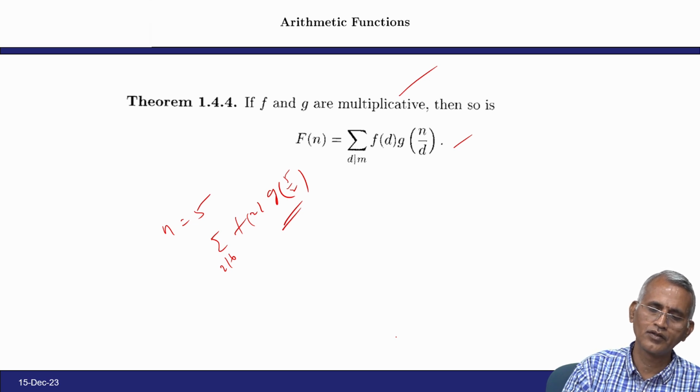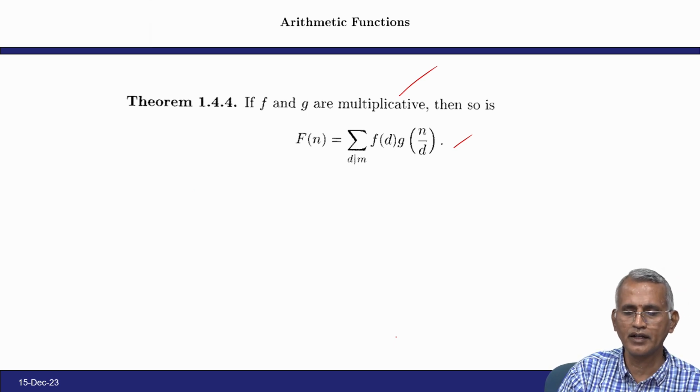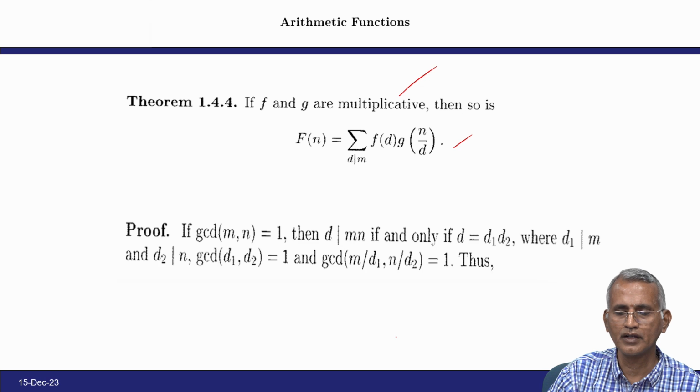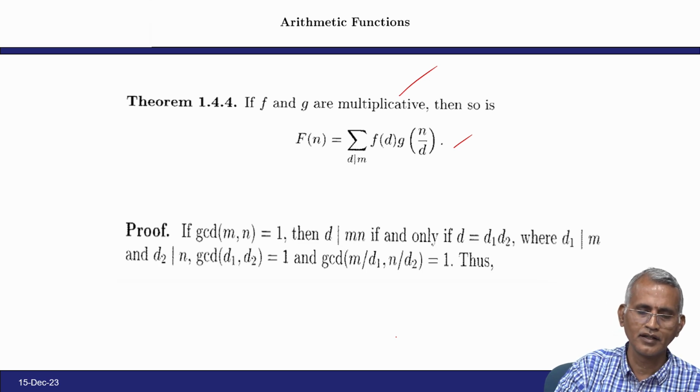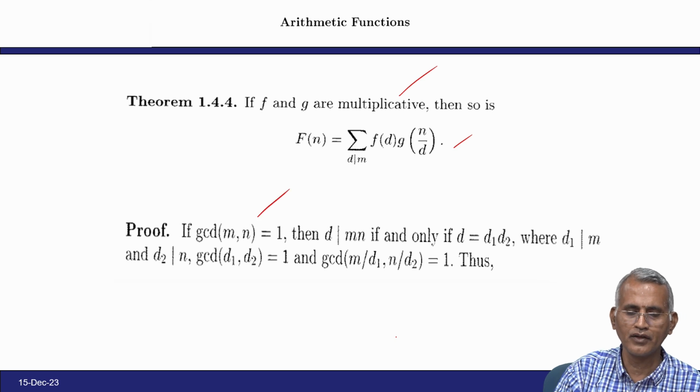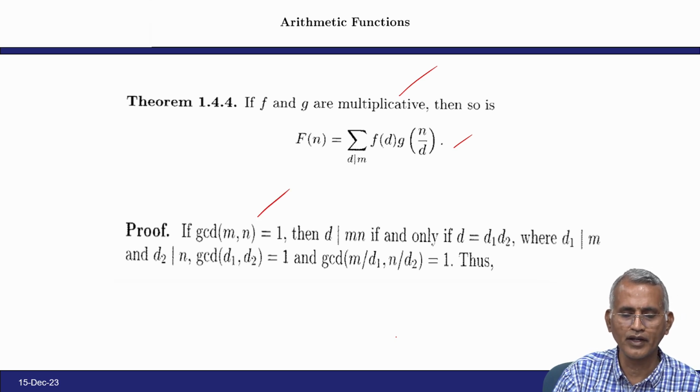If you take n equal to 10, then it is possible. So, 2 divides 6 and then we can do that. This way we can define that h of n is equal to the summation of f of d into g of n divided by d. The proof is very simple. If the greatest common divisor of m comma n is equal to 1, you have to take it, and d divides mn.